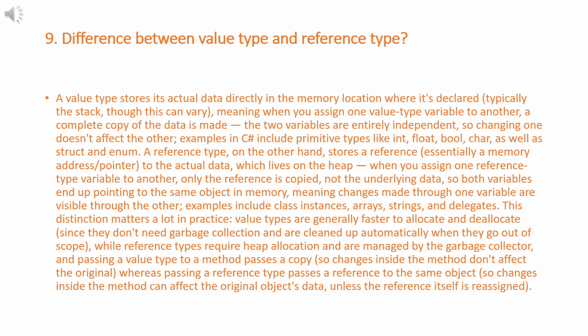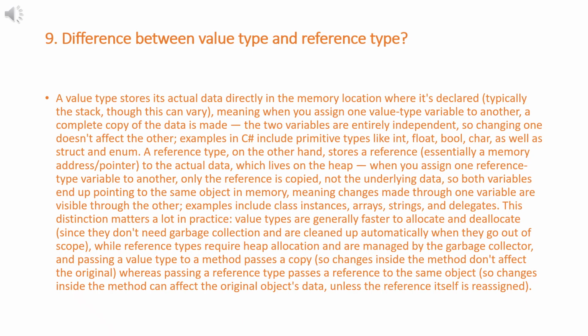9. Difference between value type and reference type? A value type stores its actual data directly in the memory location where it's declared, typically the stack, though this can vary, meaning when you assign one value type variable to another, a complete copy of the data is made. The two variables are entirely independent, so changing one doesn't affect the other. Examples in C# include primitive types like int, float, bool, char, as well as struct and enum.